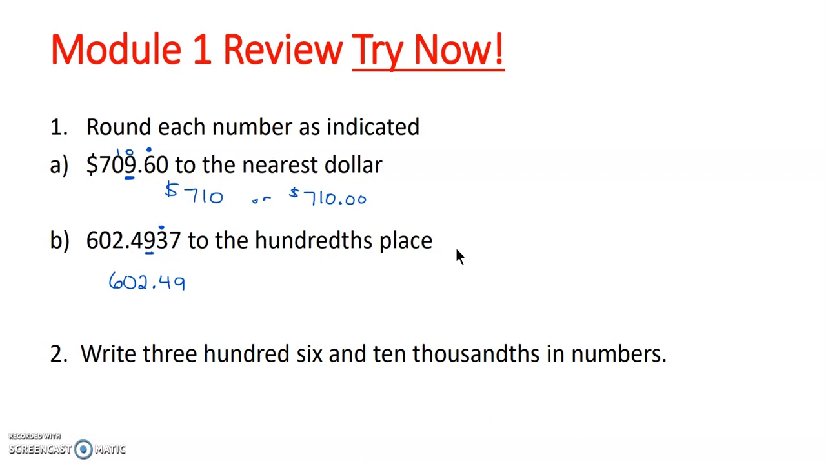For number 2, we're writing 306 and 10,000ths in numbers. So 306 and 10,000ths. We have tenths, hundredths, thousandths, 10,000ths. So we're going to be filling up with zeros there. So we're going to have 306 decimal 001, and then because they asked us to go to the 10,000ths, I am going to keep that 0 out there.